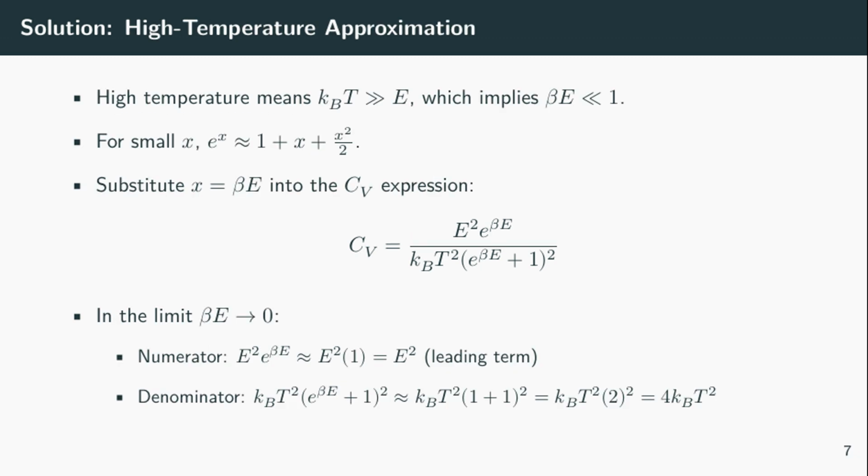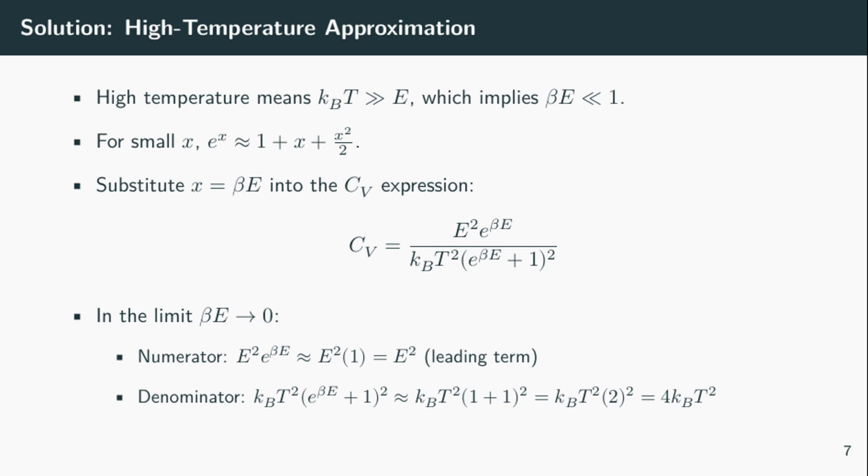Alright, the problem asks for the specific heat at high temperatures. In this context, high temperature means kBT is much greater than E, which implies beta E is much less than 1. So we are evaluating the expression in the limit as beta E approaches 0. When a value x is very small, we can approximate the exponential function e to the power of x using its Taylor expansion, which starts with 1 plus x. We'll use this small argument approximation with x equal to beta E in the specific heat formula shown on the slide.